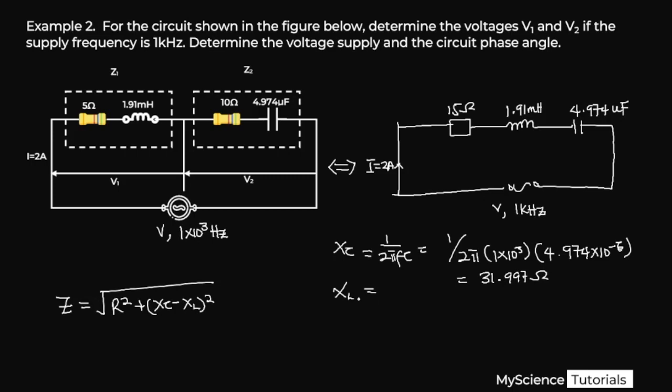Now for our inductive reactance, the formula is, let me write it a little bit down, so let me cancel this. XL is equal to 2 pi FL, and that will be equal to 2 pi multiplied by the frequency.